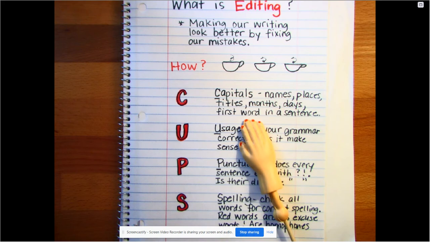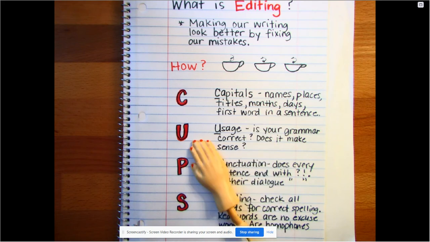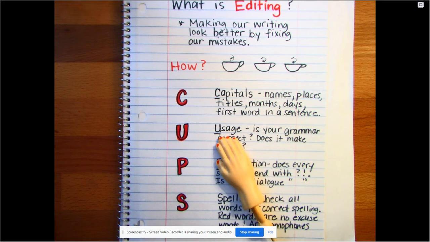The U stands for usage. So how did you use the words? Basically it means, is your grammar correct? Does it sound right? Does it make sense? Does it sound like language, like how you would have a conversation with somebody? So if it doesn't sound right, you need to go back and fix it up.